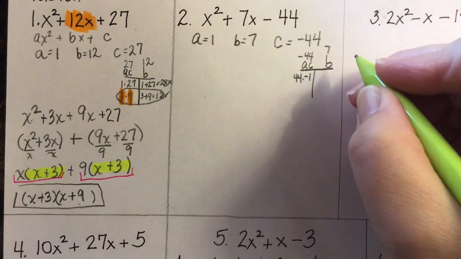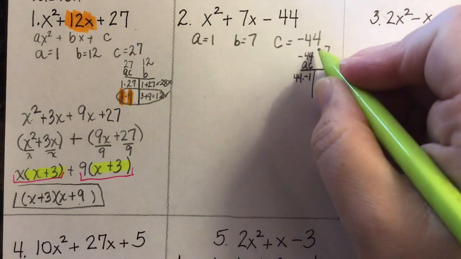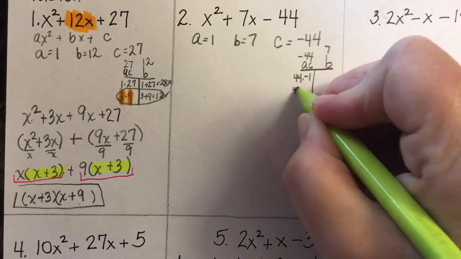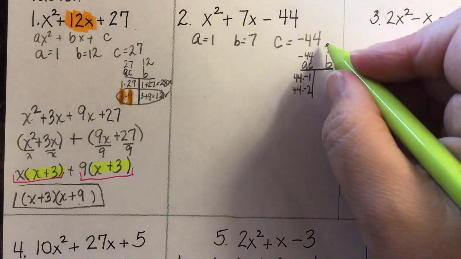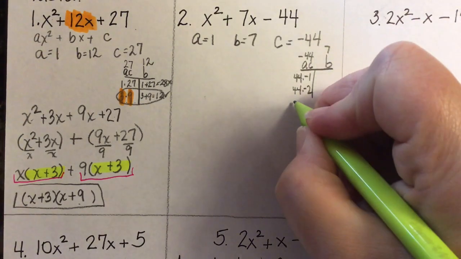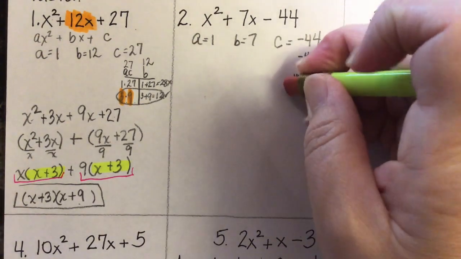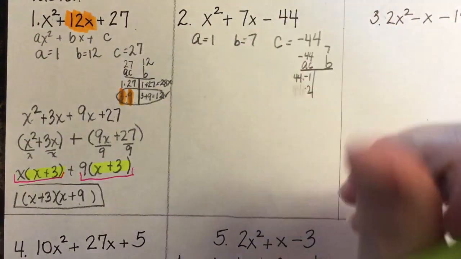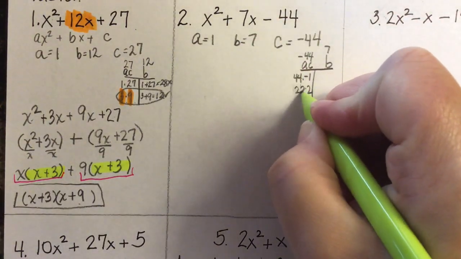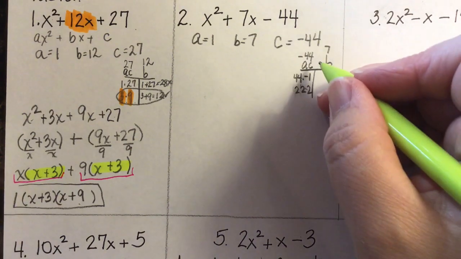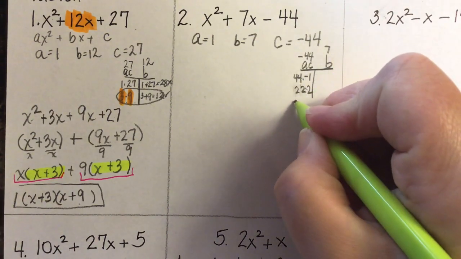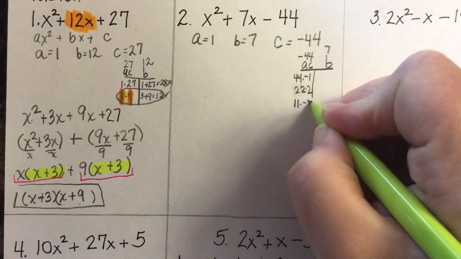So 44 times negative 1, 2 goes into 44, 22 times negative 2. 3 does not go into 44. And then 4 goes into 44 11 times, 11 times negative 4.